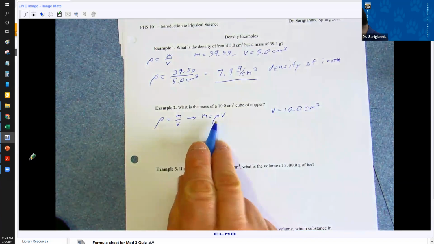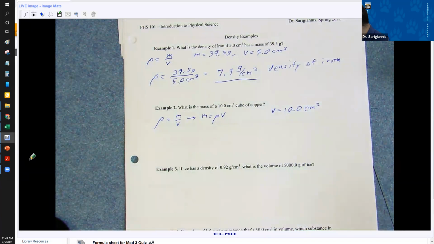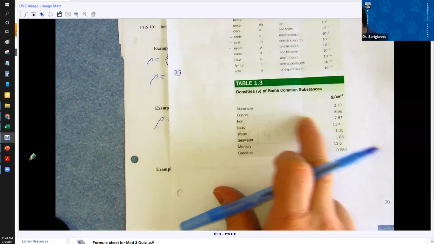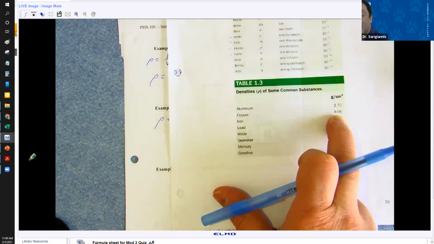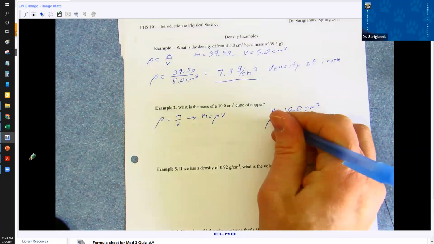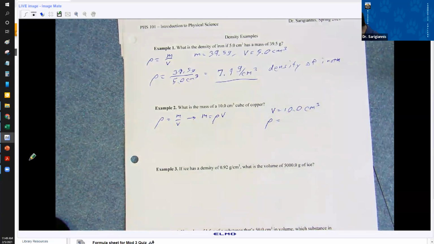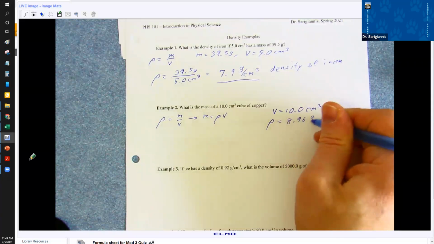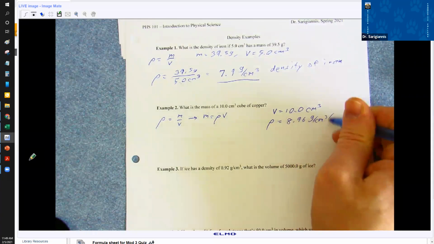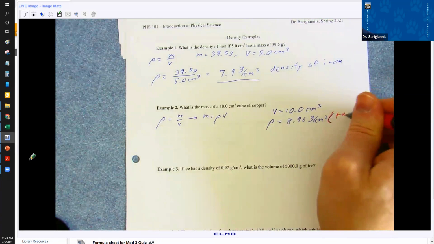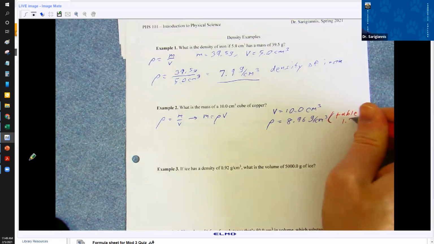Well, we need rho. Oh, you know what? We have a table of densities of common substances, and copper is one of those substances. So we can look up the density of copper. This is 8.96 grams per cubic centimeter. So I'm going to write rho is 8.96. And this is from, I'll use red here, table 1.3.